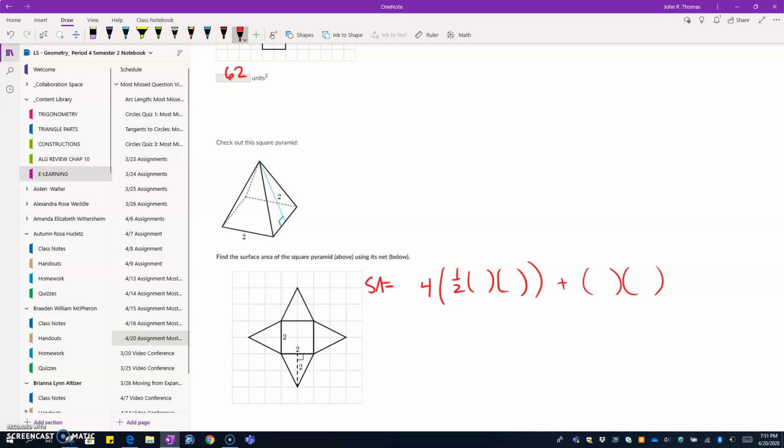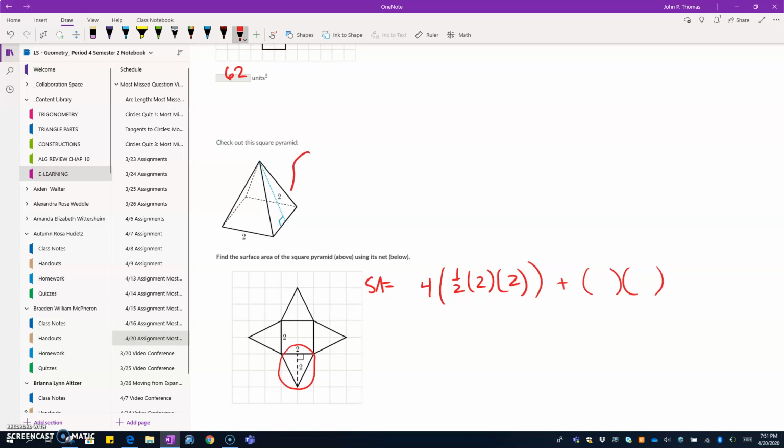All right, so if I can find the missing pieces on this, the base and the height of the triangle, and then the length and the width of the square, that's going to be enough to find the surface area. All right, so I'll focus in on one of the triangles. And this one we've clearly got a base of 2 and a height of 2. And that would be the same for all 4 of those faces as we go through.